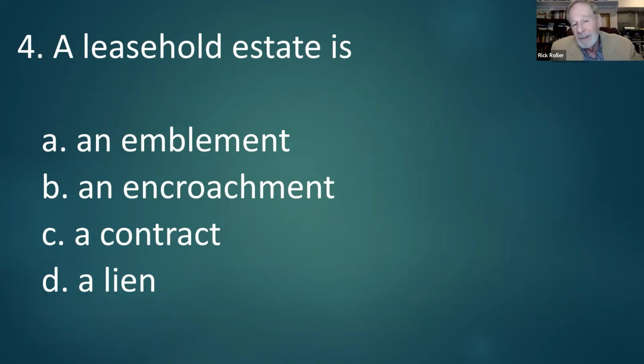An encroachment, where you've actually built something or are encroaching on your neighbor's property. No, it's not that. A contract. Ooh, that sounds pretty good. That's because it's the correct answer. D, a lien. A lien is an encumbrance on a property that has to do with money, and so that's not right either. So the correct answer to this one is it's a contract. Leasehold estate is a contract, giving some rights to a tenant and retaining some rights for a landlord.